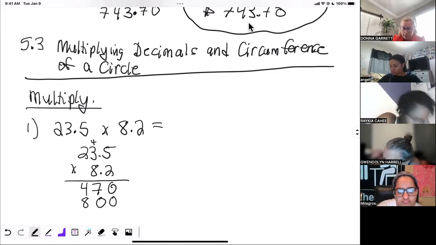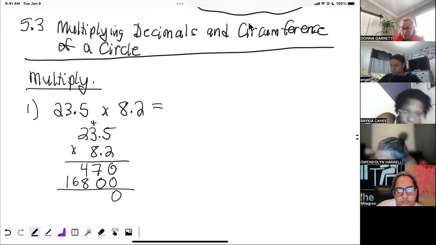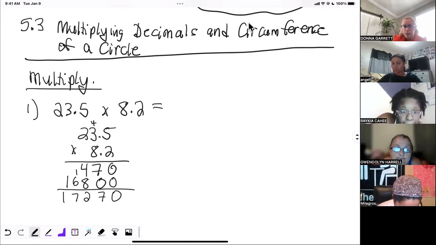And then 8 times 2 is 16. And then we're going to add down: 0, 7, 8, 9, 10, 11, 12, 7, and 1. Now, this is when you deal with the decimals, when you're finished multiplying. So what you do is you count out how many decimal places you have.